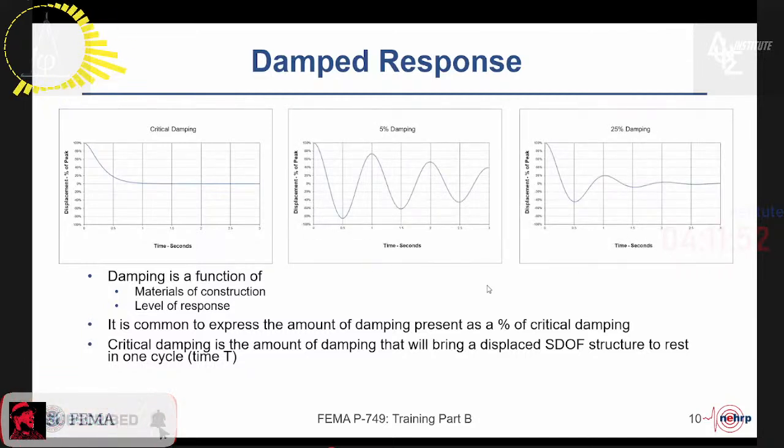The other 2 plots shown on the right are for the same SDOF structure with a period of 1 second. In the middle graph, I'm showing a result for 5% damping, and in the graph on the right, one for 25% damping. You can see that the greater the damping is, the more quickly the structure comes to rest. And in the building codes, in the ASCE 7 standard, we typically assume that buildings and structures have 5% of critical inherent damping.